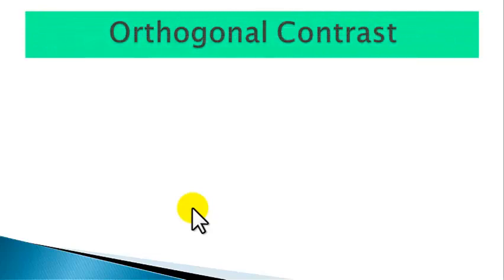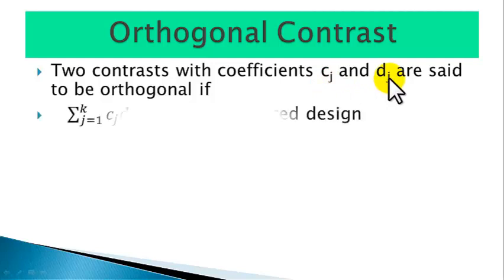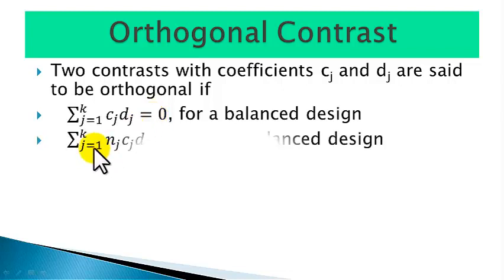The orthogonal contrast. Two contrasts with coefficients Cj and Dj are said to be orthogonal if sum of Cj Dj as j goes from 1 to k is equal to 0 for a balanced design, and it is sum as j goes from 1 to k of nj Cj Dj equal to 0 for unbalanced design.